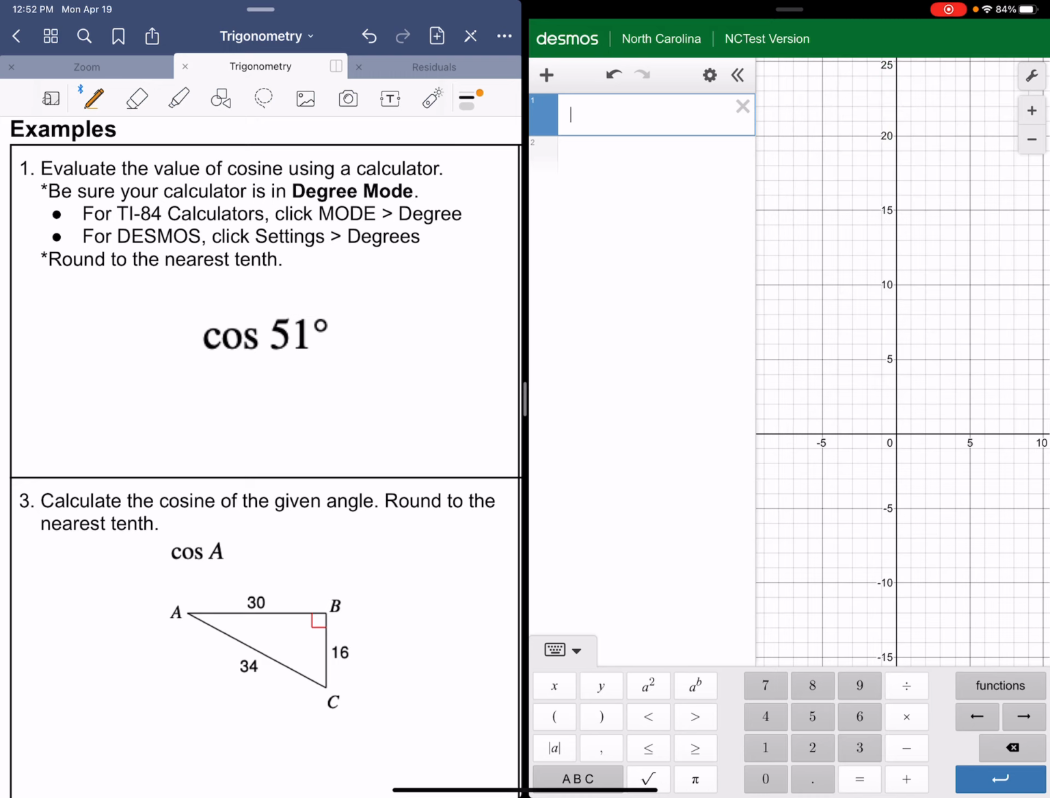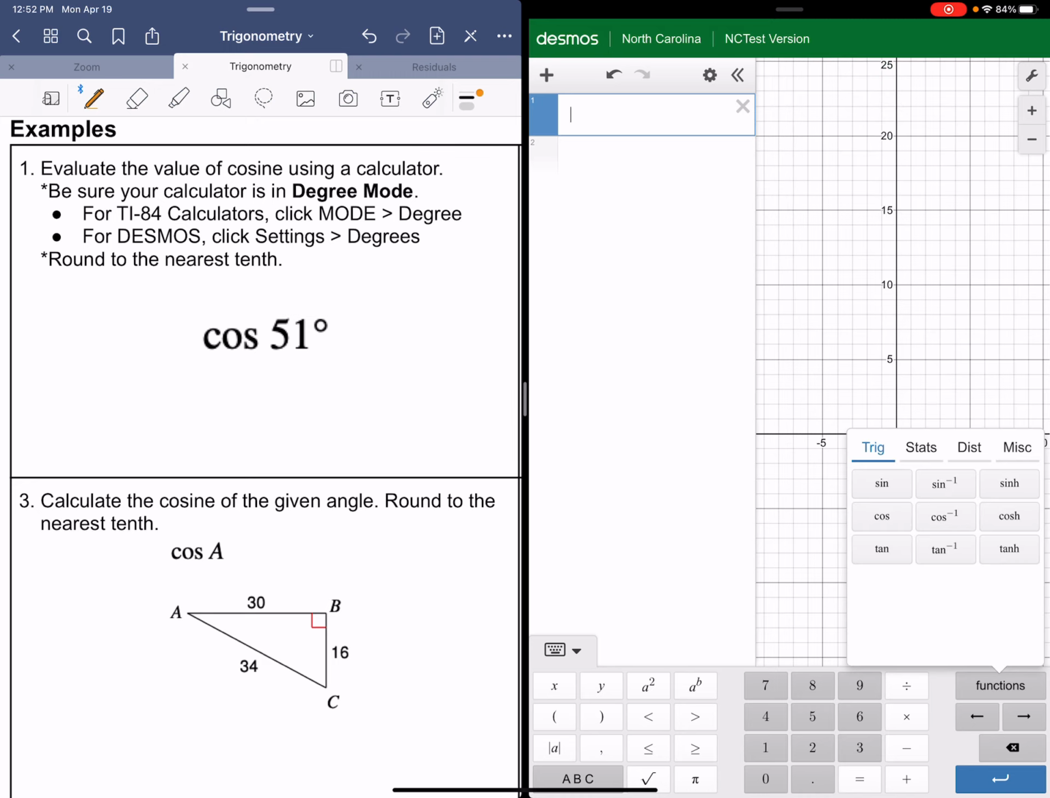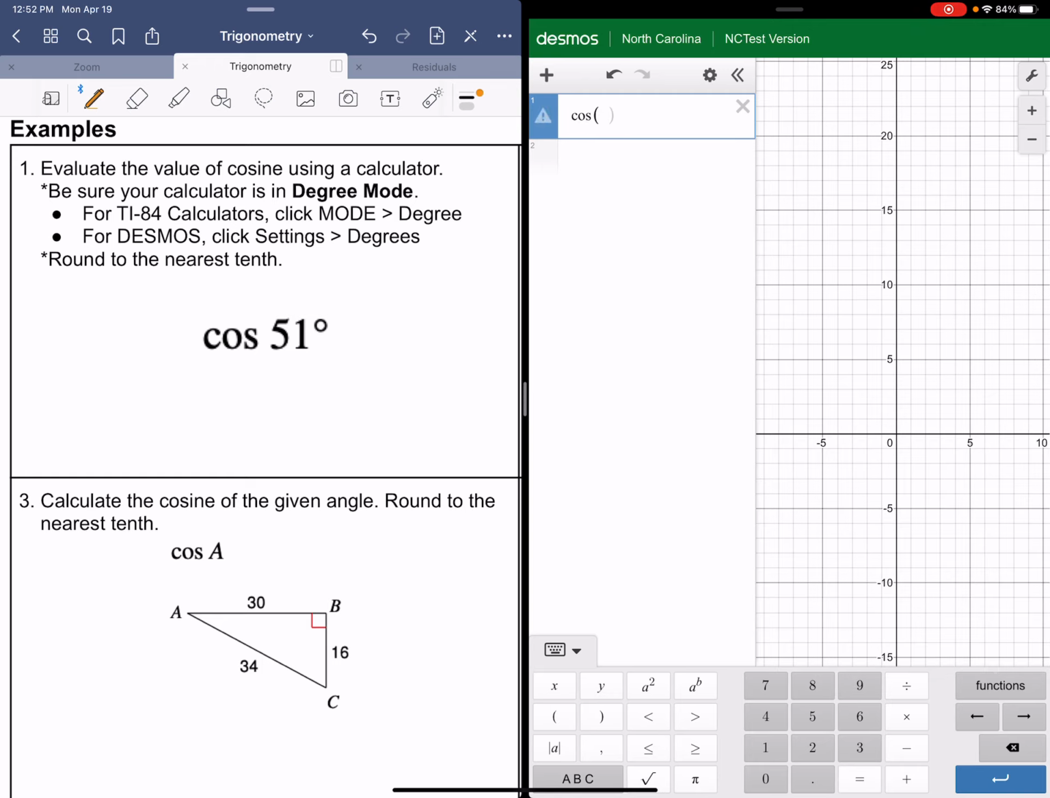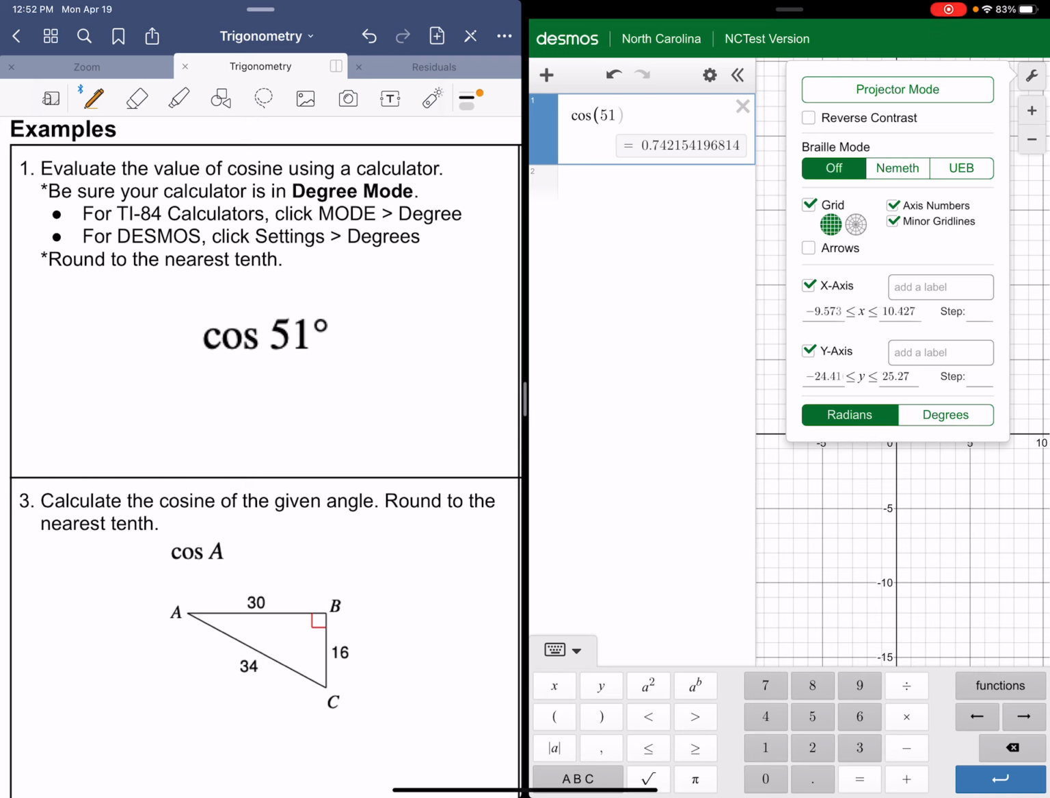So if I leave mine in radians and I try to go to functions and click trig and cosine, and I type in 51, it gives me a measure. And that's fine, but sometimes it will give you a negative number, or it will give you a really abnormally large or abnormally small number. So always just double check that you are in degrees, and notice that that did change this value just a little bit. So the cosine of 51, we're going to round to the nearest tenth. That gives us about 0.6.